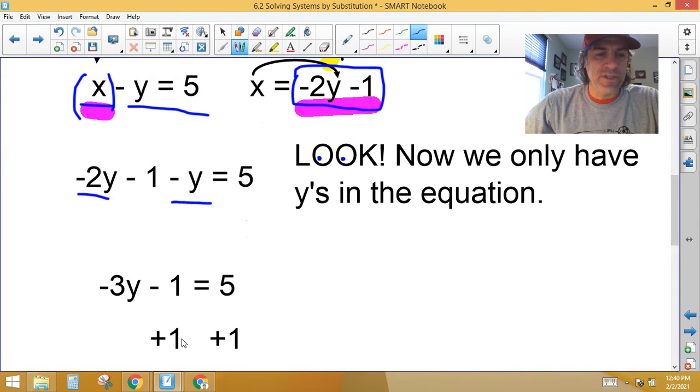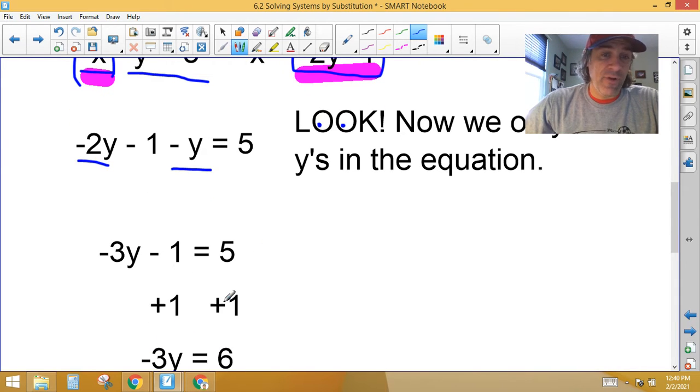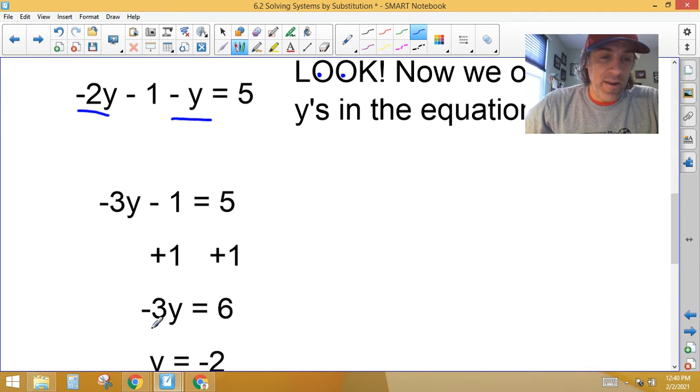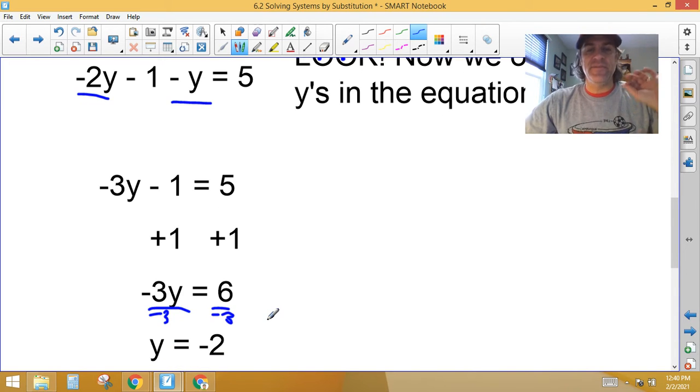I'm going to add 1 to both sides. Gives me negative 3y equals 6. What am I going to do? I'm going to now divide by negative 3. I'll show you right here. Divide by negative 3, divide by negative 3. So y equals negative 2.